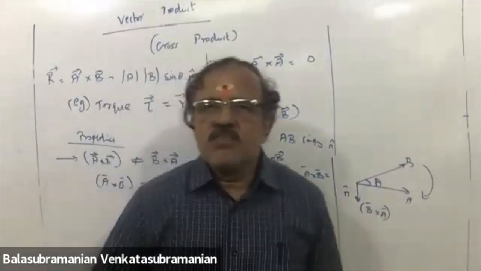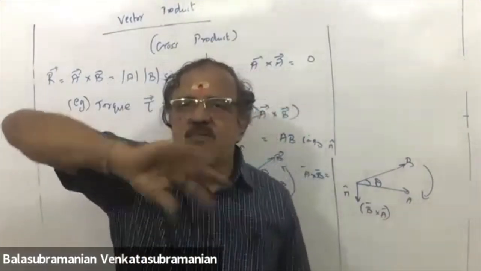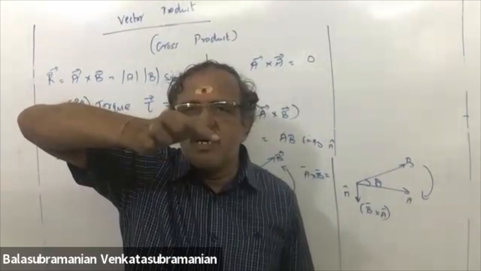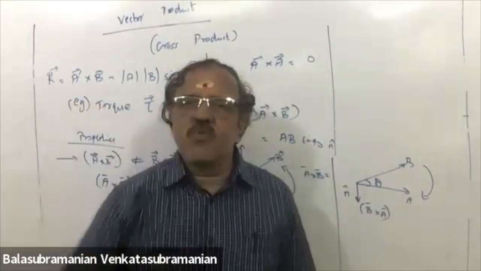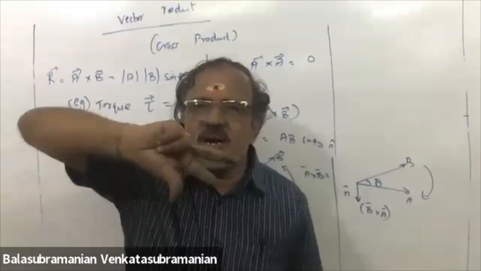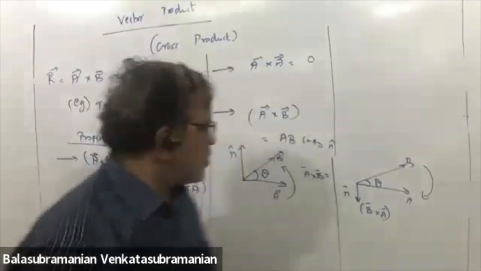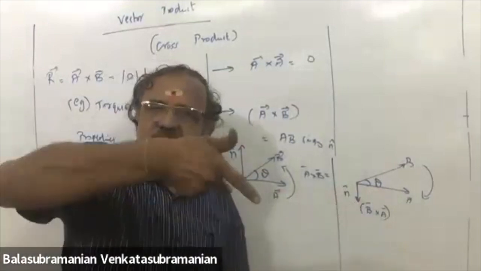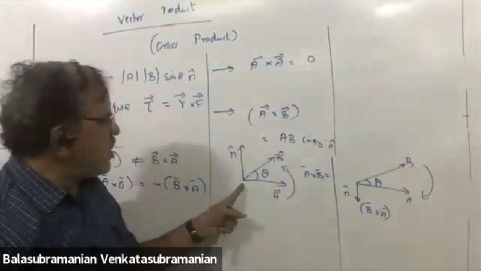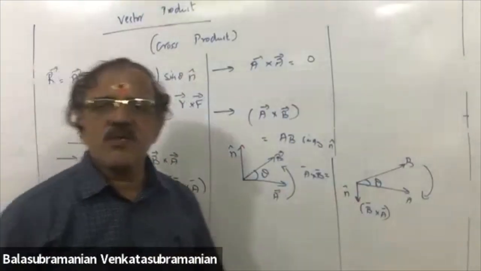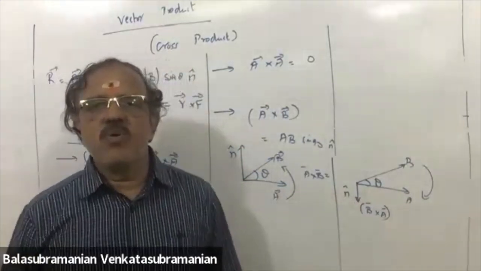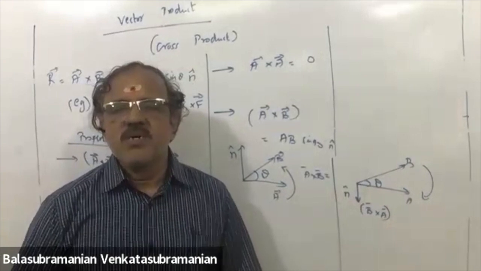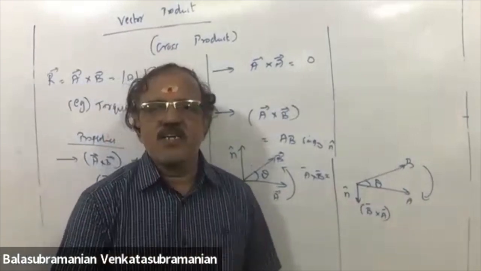Corkscrew rule. Rotate the screw like this. If you rotate clockwise, which direction is the screw going? Downwards. So clockwise means downwards. Clockwise, the resultant is downwards. Anti-clockwise, the resultant is upwards. You can remember these two: thumb rule and corkscrew rule, for the direction of the resultant vector.